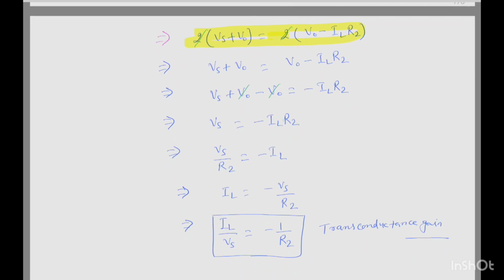R2 is multiplying, so taking it to the left side it is divided. Then Vs upon R2 equal to minus IL. Changing the sign, IL equal to minus Vs upon R2. Then IL upon Vs equal to minus 1 upon R2. This is known as the transconductance gain.